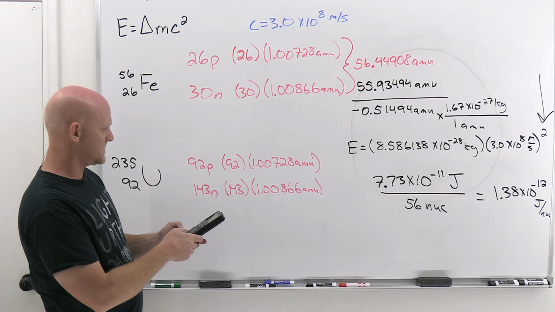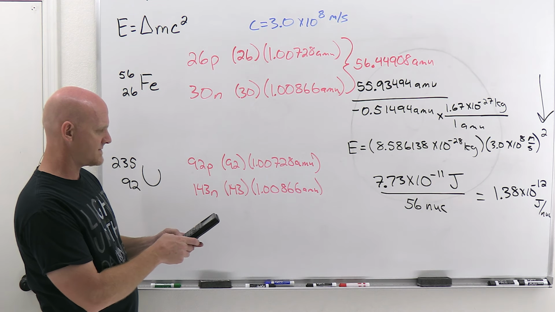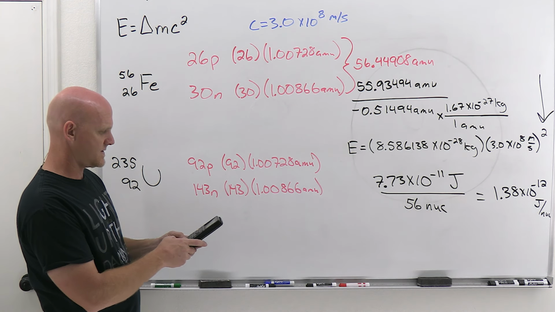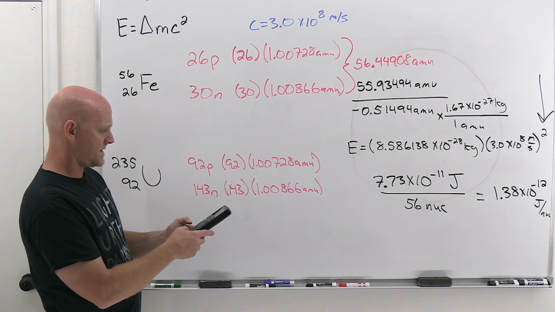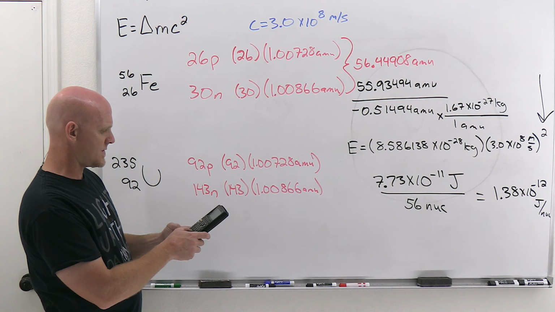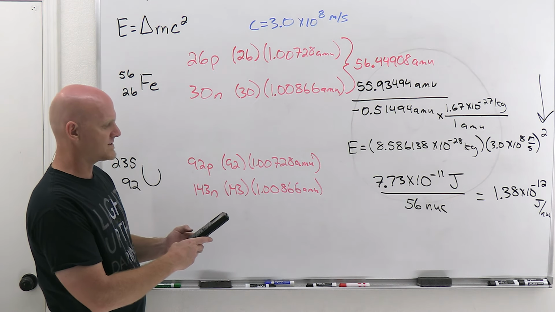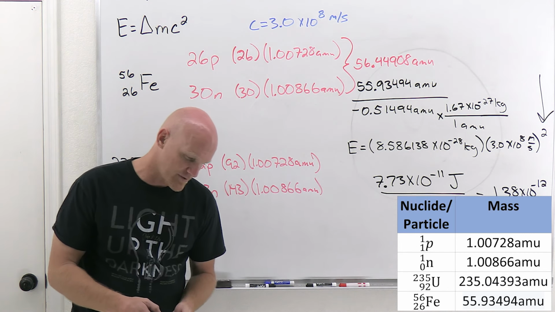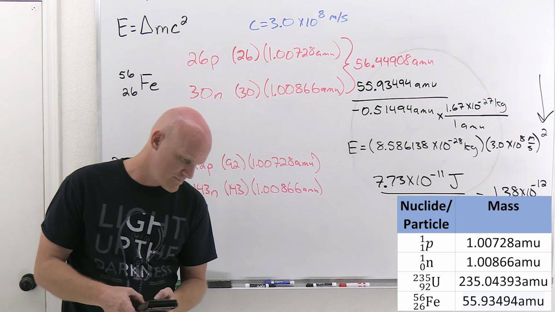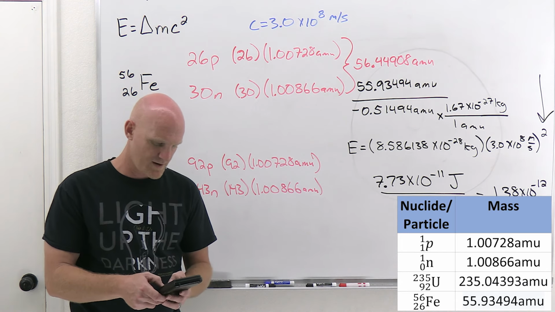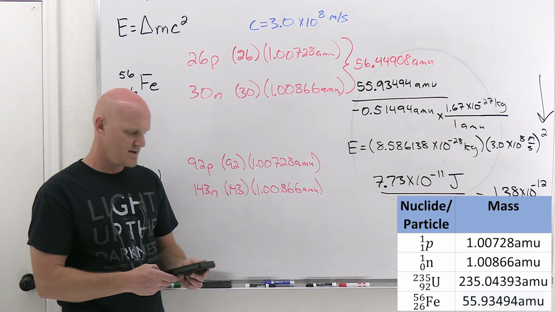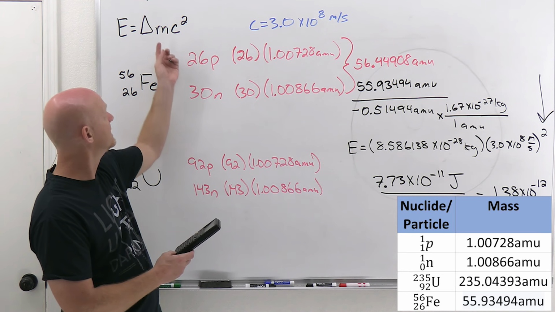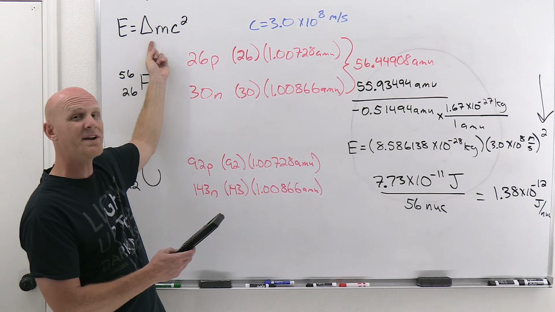So 92 times 1.00728. There's my problem, 1.00728. I was not pushing the zero. All right, plus 143 times 1.00866. And now we get 236.90814. And we'll subtract off the exact mass provided in the table there, 235.04393. And again, those exact nuclear masses would have to be provided for you. And we're going to get a mass defect here, delta M, of 1.86421 AMUs.